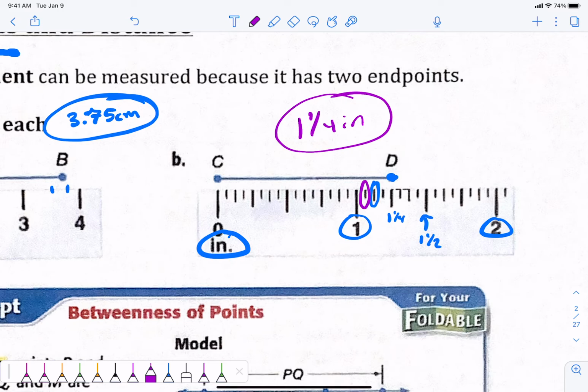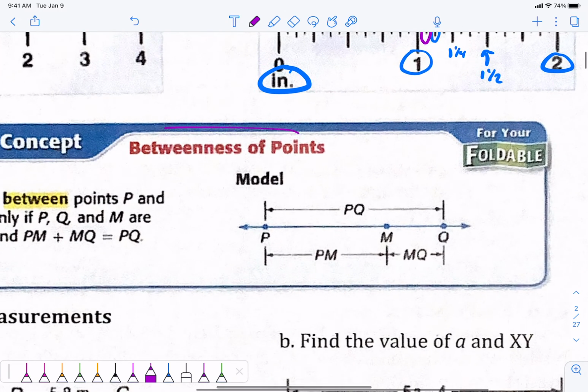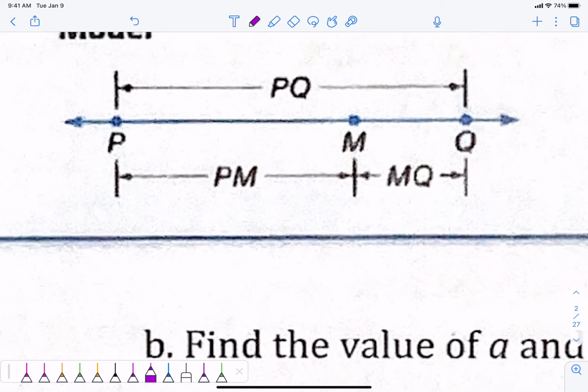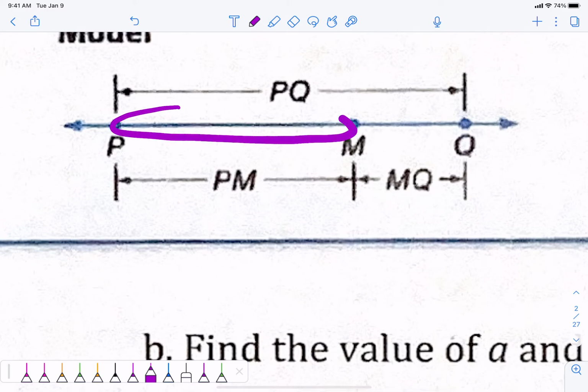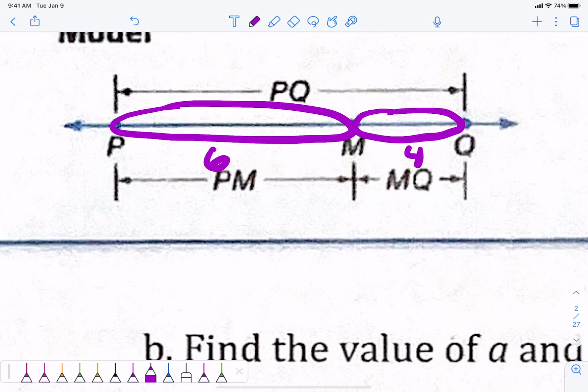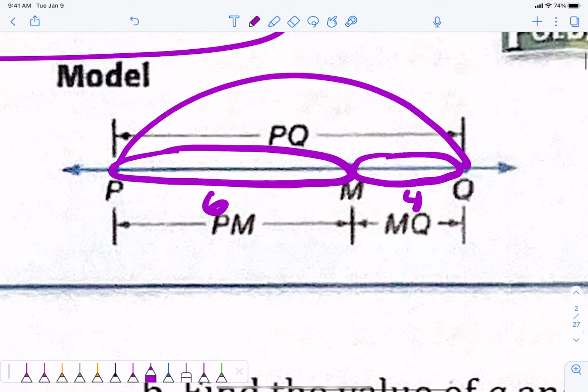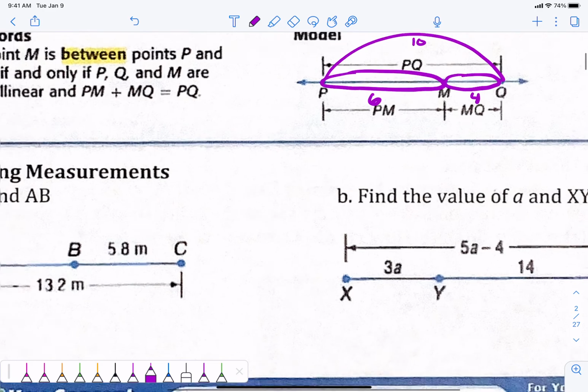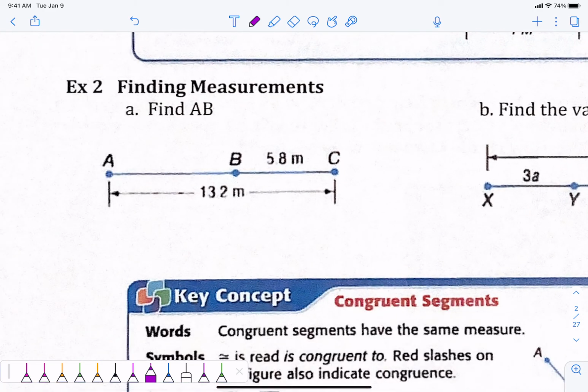Happy with that? This next concept is called betweenness of points. Basically, if you have 3 points on a line, and the length of this one is 6, and the length of this one is 4, that gives us the length of the entire one, which would be 10. It's just like adding 2 segments together to get a total segment. Now they're going to have segments that are missing, and we're just going to find the missing one. So example 2 says find AB.